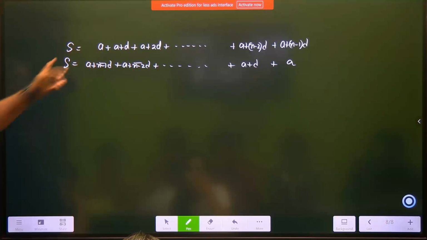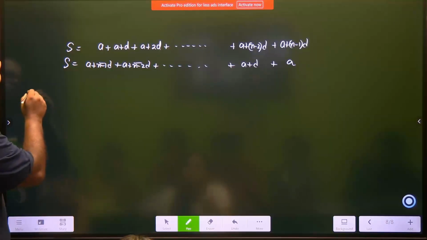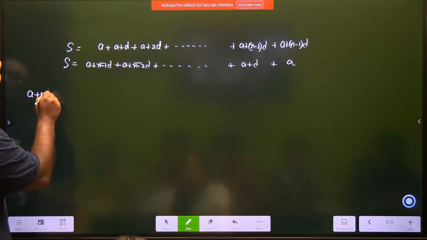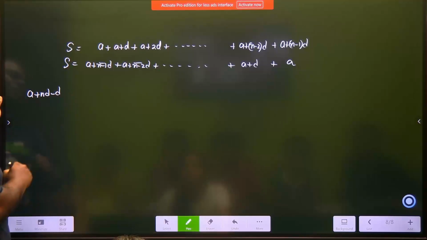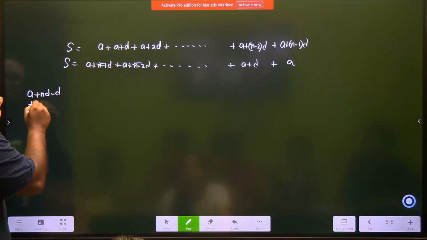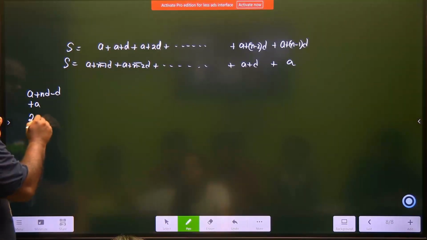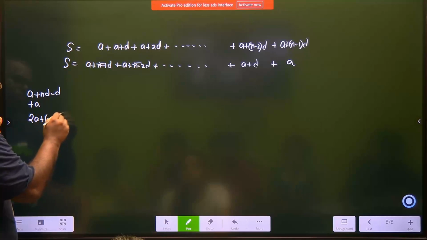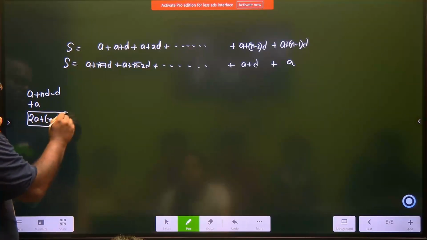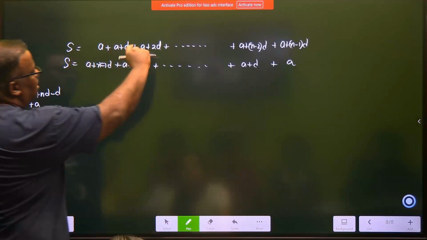Let's just solve this one to get an idea. This is how much, beta? A plus nd minus d, agreed? And then plus a. Got it? So how much is it? 2a plus n minus 1 into d. This is understood. Shall we just see another one?